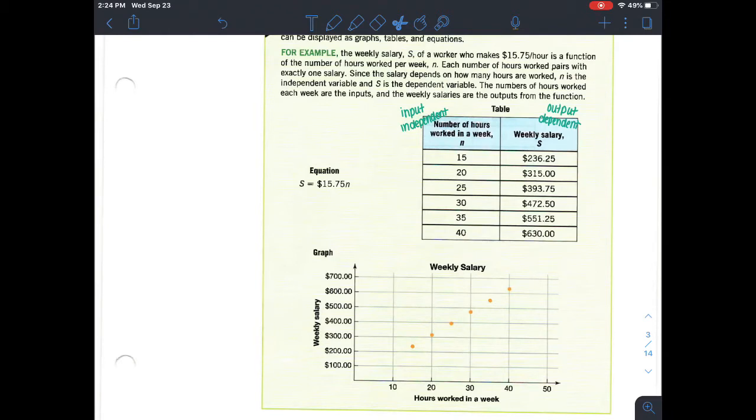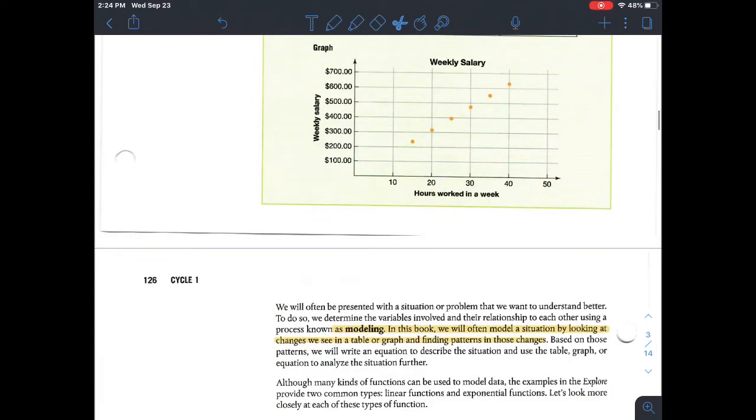So if you work 15 hours a week, we would plug that in for n, multiply it by 15.75 because that's your hourly wage, and you'd get $236.25 as your weekly salary. From there, we can graph it, label our axes, scaling, all that good stuff.